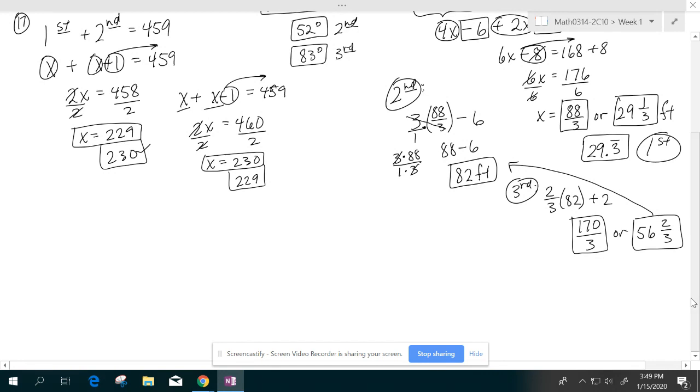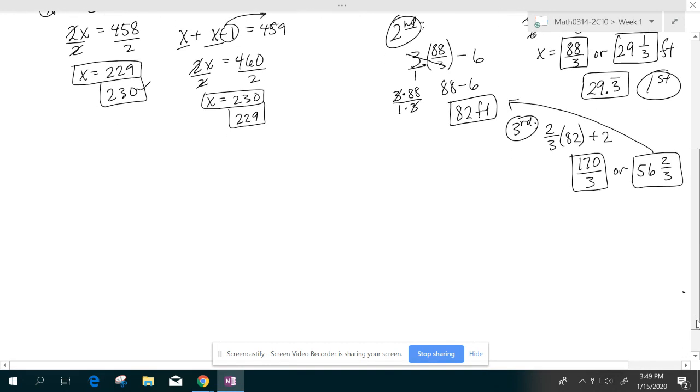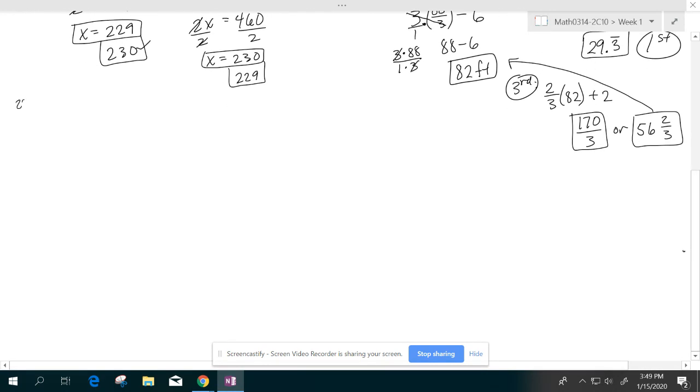And I've got one more problem and then I'm done with this section. Any questions? Okay, here we go. Last problem for this section is number 25. And for number 25, they do give me the formula. I don't have to come up with it.